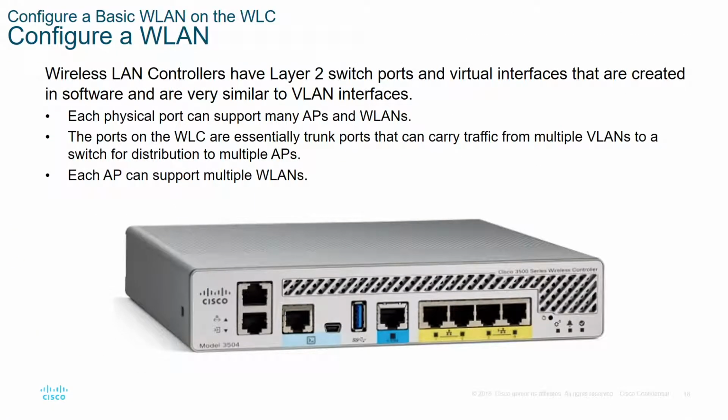Configure a WLAN. Wireless LAN controllers have Layer 2 switch ports and virtual interfaces that are created in software and are very similar to VLAN interfaces. Each physical port can support many access points and WLANs. The ports on the wireless LAN controller are essentially trunk ports that can carry traffic from multiple VLANs to a switch for distribution to multiple access points. Each access point can support multiple WLANs.